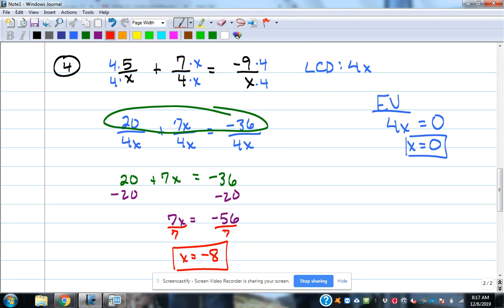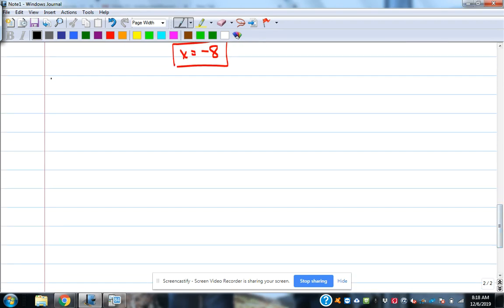Not too bad. Kind of nice when they have a couple of the fractions with the same denominator. It makes it a little easier. Okay. Let's go to one that's a little tough. 1 minus, or excuse me, 8 over x minus 5 equals 3 over x.